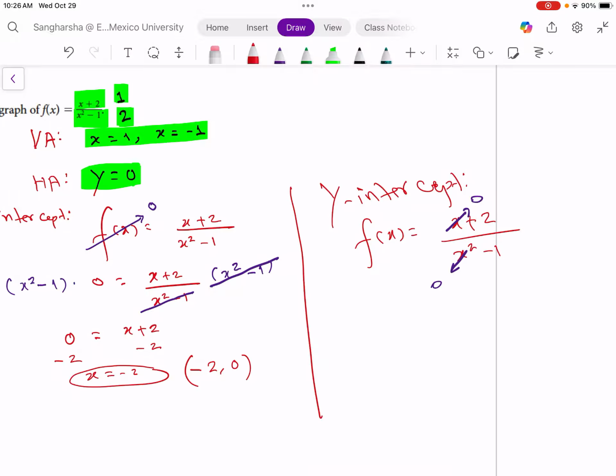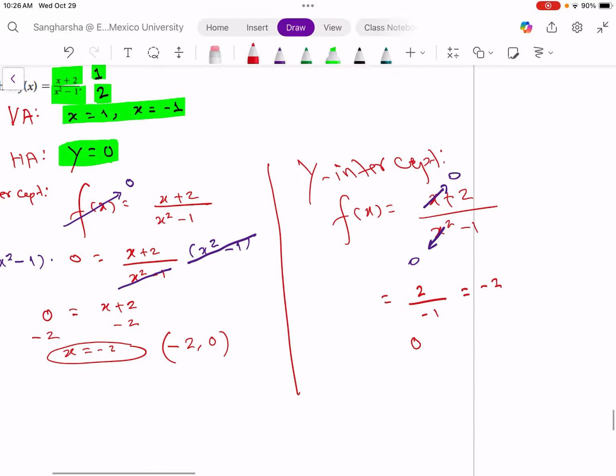So we have 2 divided by 0 minus 1, which is negative 2. So (0, negative 2) is the point where the graph crosses the y-axis. Find the vertical asymptote, find the horizontal asymptote, and find the x-intercept and y-intercept.